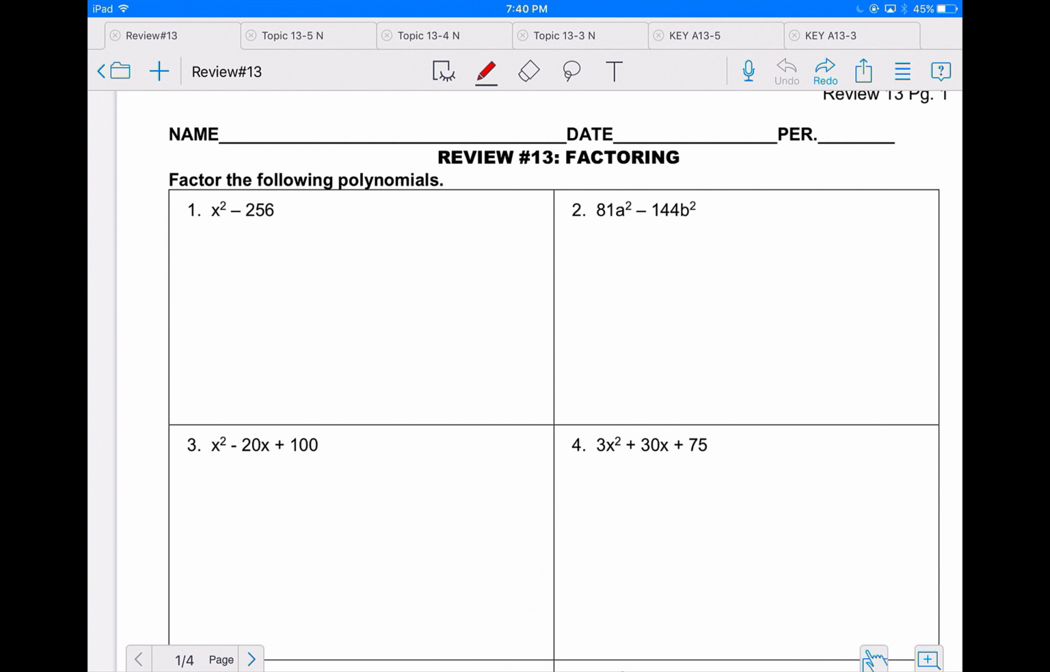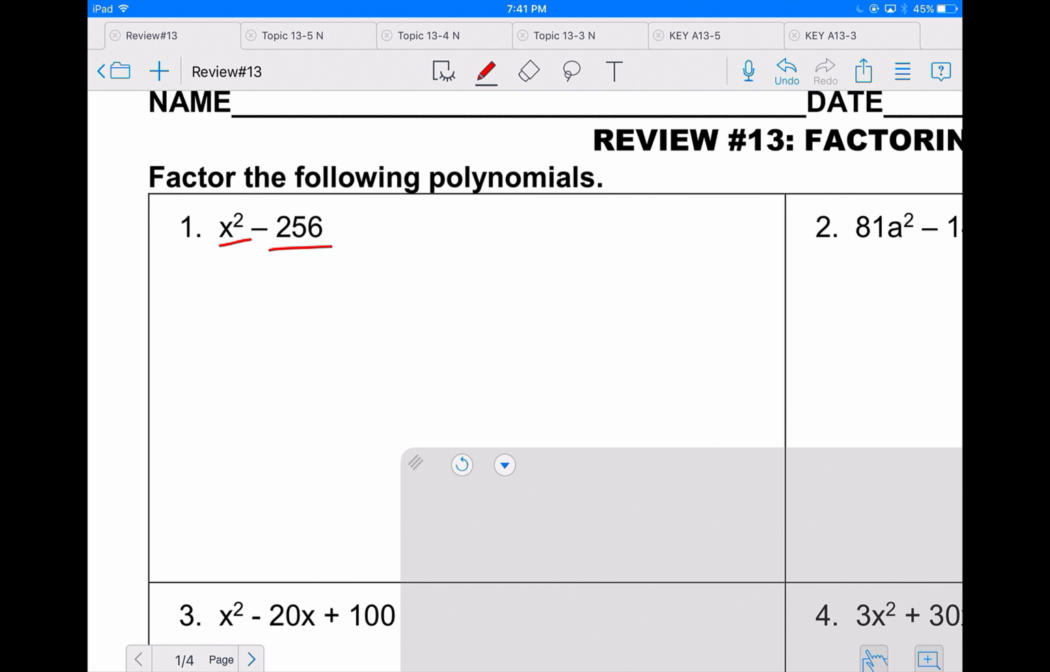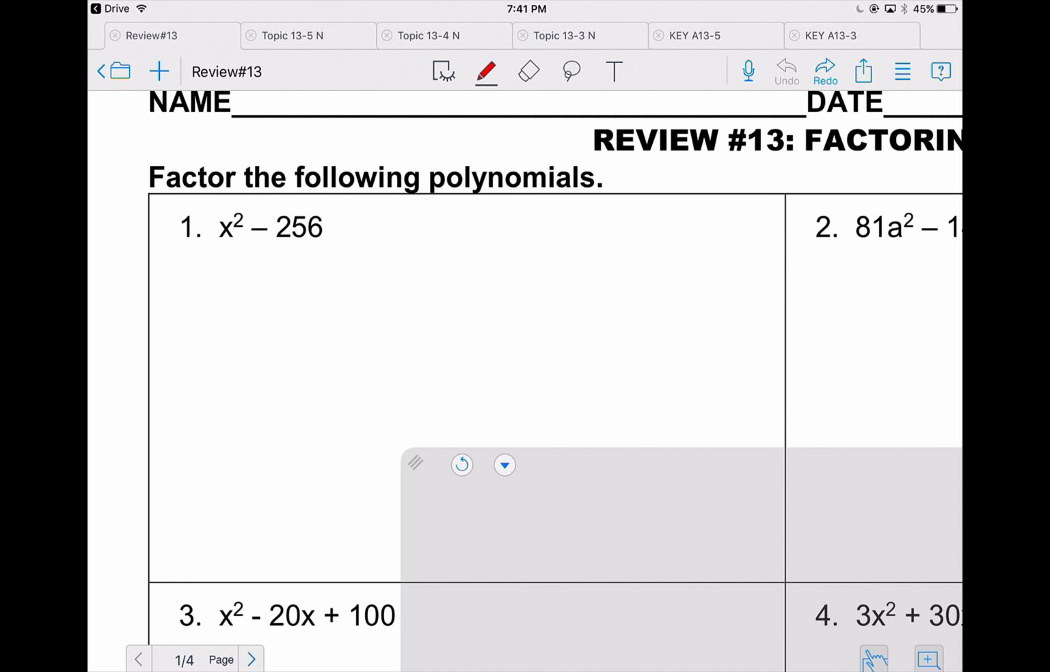Alright, this video covers review 13 over factoring. So they are asking us, the whole front page, to factor these polynomials. So problem 1, if we want to factor, we can see that this is a difference of squares because it has the x squared term and no x term. And when I take the square root of 256, I get 16.